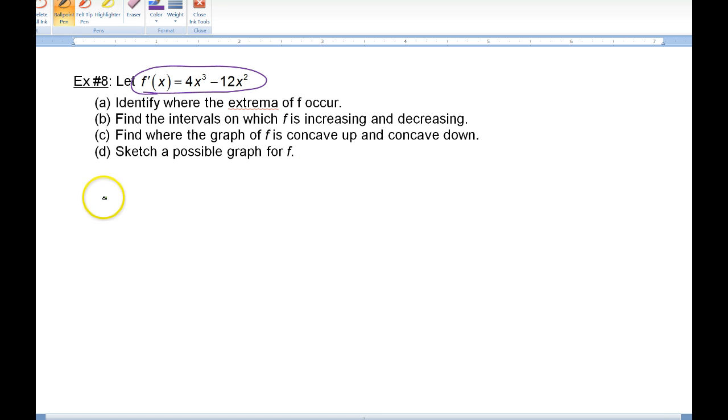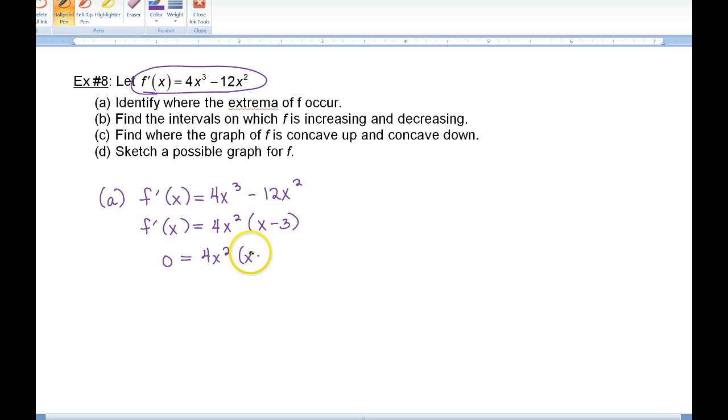Okay, so let's start with A. Again, we don't have the original equation, we just have the derivative. So if I'm given the derivative to start, what do we want to do? Well, we can start with just finding the critical points. So to do that, I'm going to factor this first. I can take out a 4x squared, and I'm left with an x minus 3. Okay, so when I set this equal to 0, I get critical points at x equals 0 and 3.